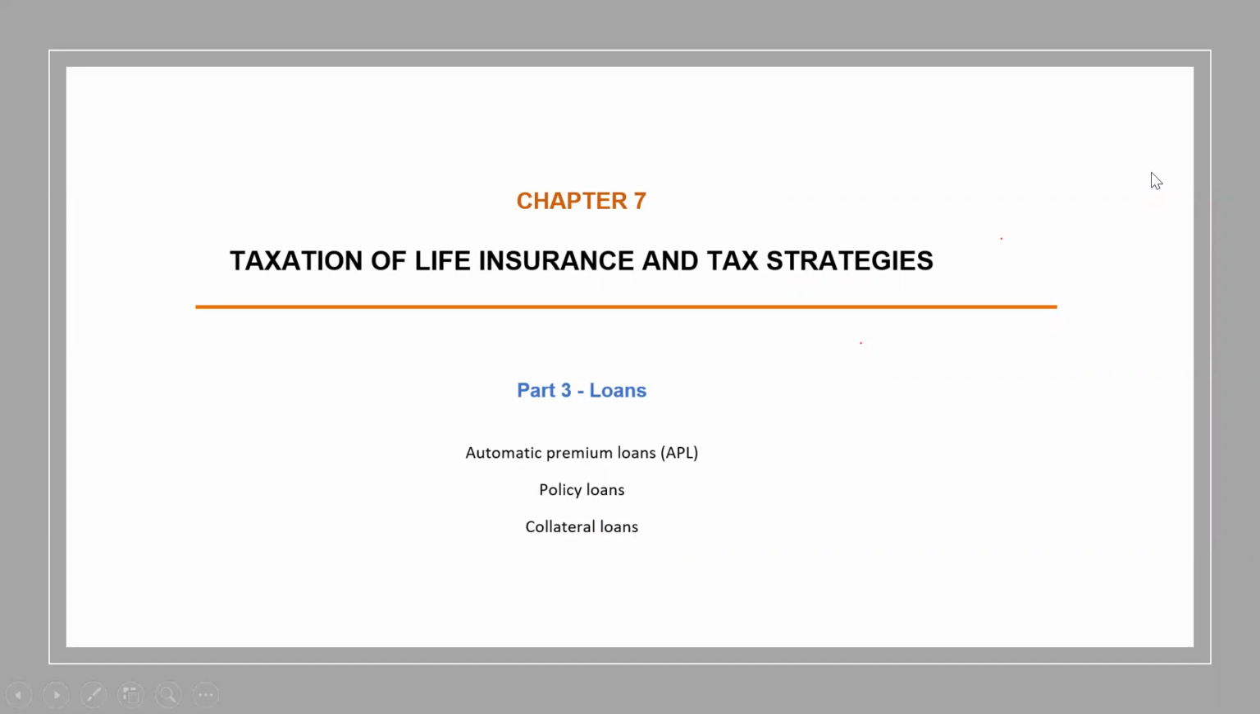This is chapter 7, part 3, loans. There are three types of loans associated with life insurance: automatic premium loans, APL, policy loans, and collateral loans.